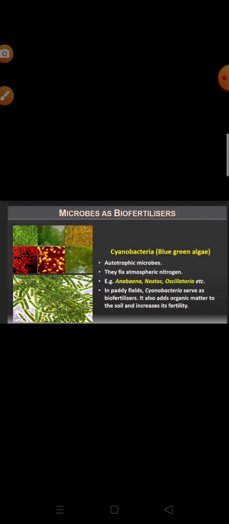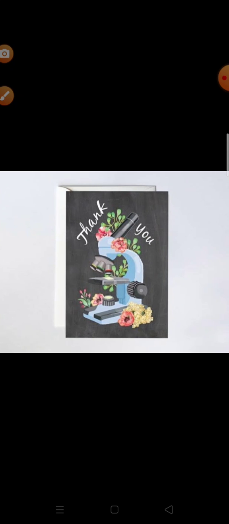They fix the atmospheric nitrogen and increase the organic matter of the soil through their photosynthetic activity. You can give some examples: Anabaena, Nostoc, Oscillatoria. And these blue-green algae or cyanobacteria increase the fertility of the soil and add organic matter to the soil. Okay, so in this way, different types of bacteria, fungi and cyanobacteria act as biofertilizers. So this is all about the chapter you have to learn. So that's all for today. Thank you.